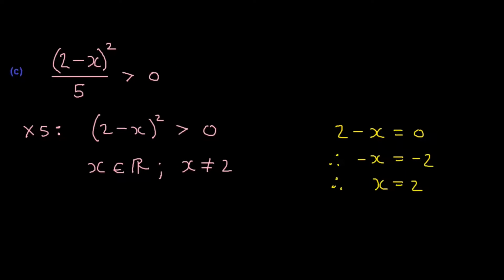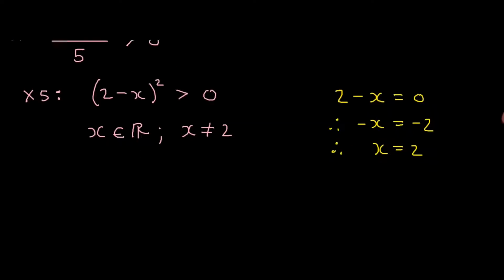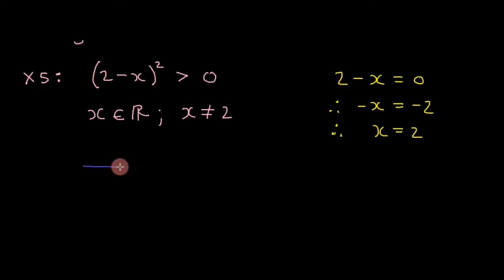Then, to illustrate this on a number line, let's say this is the real axis. We're going to exclude 2.